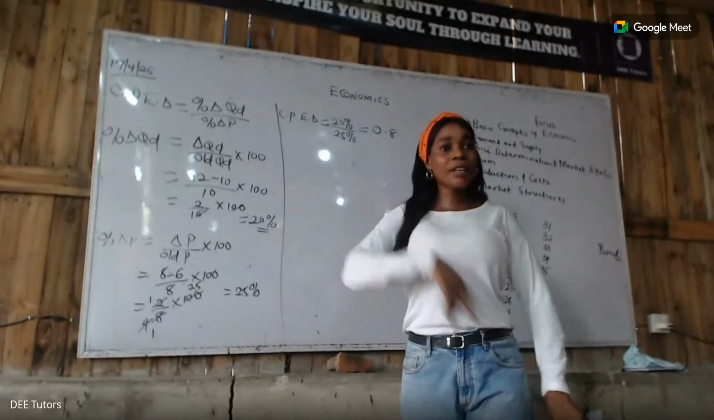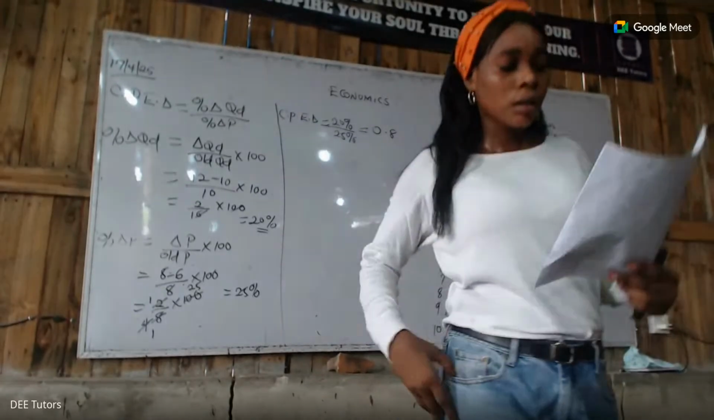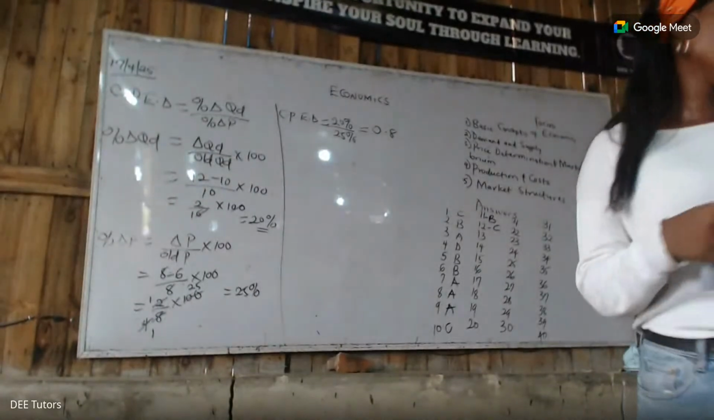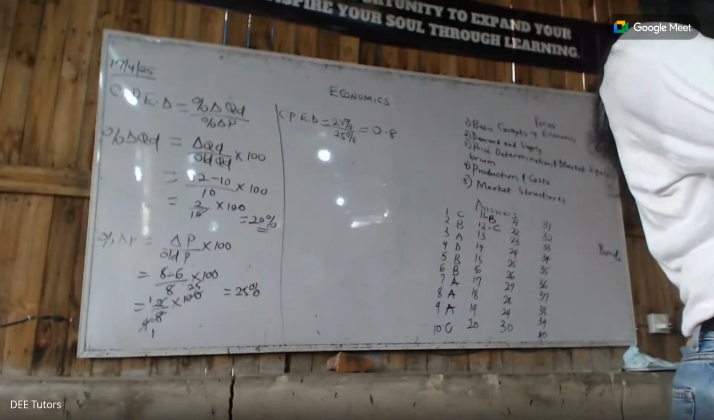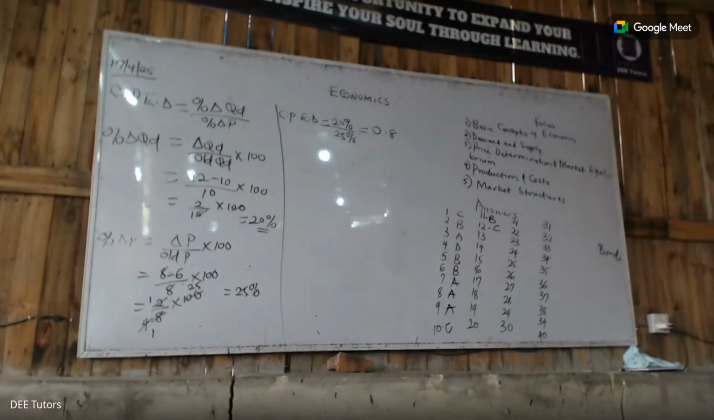Number 13. Are we writing? Give me time. 13, not 14. In the short run, the monopoly makes that. What is a monopoly? Monopoly can be categorized under which type of market? Okay, we have 3 categories of market. Can anybody tell me?